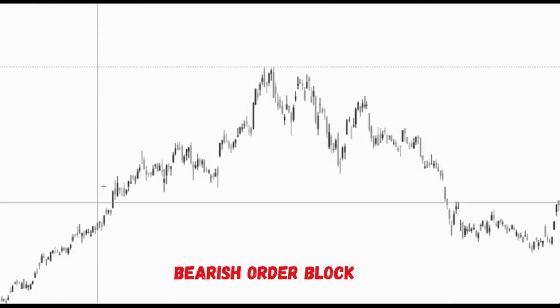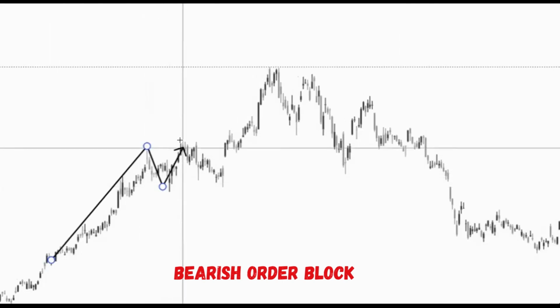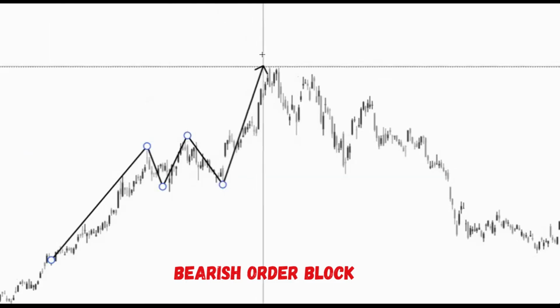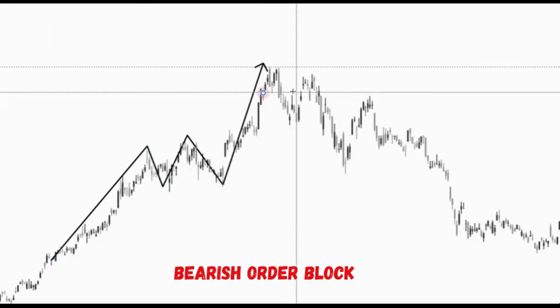Now let's look at the opposite scenario, a bearish order block. In this example, the market is in a clear uptrend, making higher highs and higher lows. As the market continues higher, pay close attention to the final bullish candle before the strong bearish move. This candle has the potential to become our bearish order block.